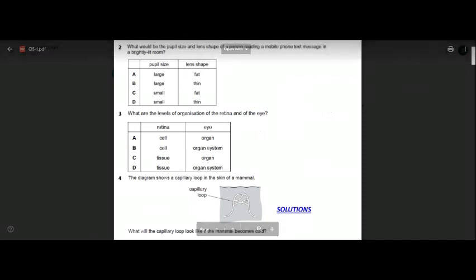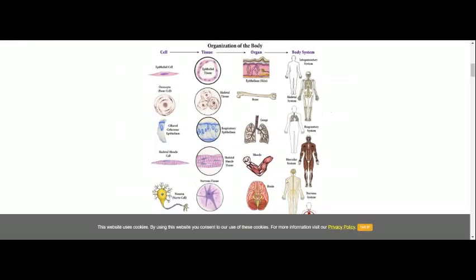What are the levels of organization of the retina and of the eye? Again, we go back to the levels of organization. What does the level of organization mean? It's cell, tissues, organ, or organ system. I have found a very interesting website you can refer to. It is about the organization of the body in animals, like a human being.